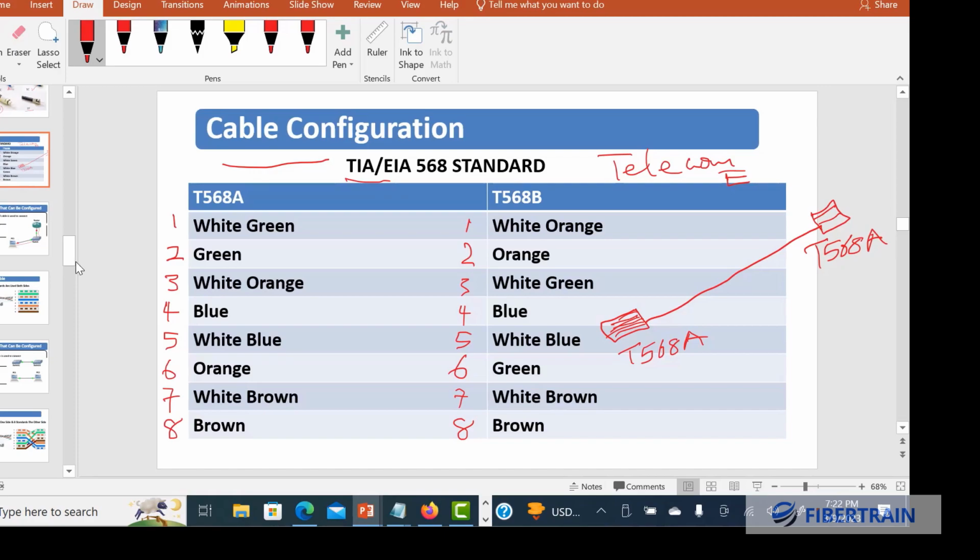So if a cable is configured where all the wires that will go into the connector this side are using the same formula as the other side, so we say both ends of the cable are configured identically, then that is a straight through cable.